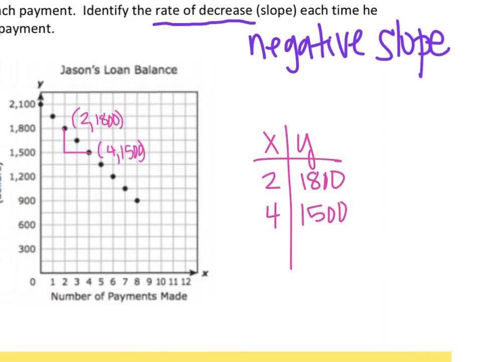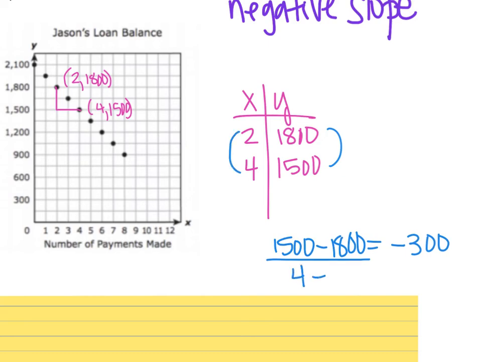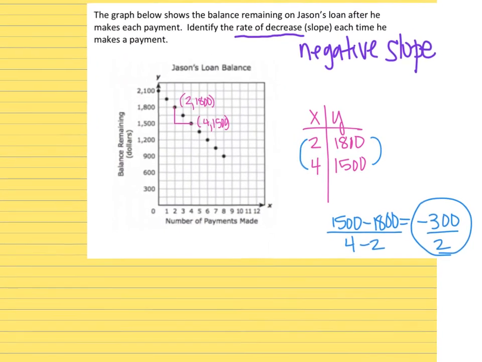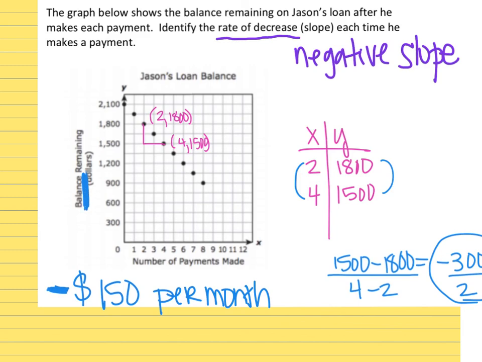Now, when I go to see how these are changing, if I do y2 minus y1, it's 1,500 minus 1,800. That's negative 300. Then if I do my x values, x2 minus x1, 4 minus 2 is 2. Now if I divide this, because it will divide down to be a whole number, that will tell me the amount he pays per month. 300 divided by 2 is $150. And remember, we said it was a negative slope because it was a rate of decrease, and it's per month. The balance remaining on his loan, every month it's negative $150. It decreases by $150.